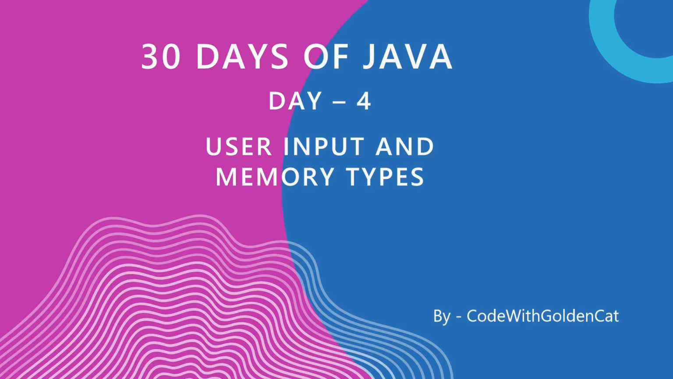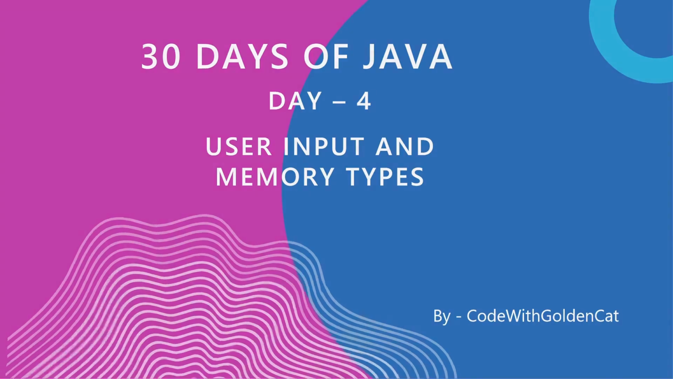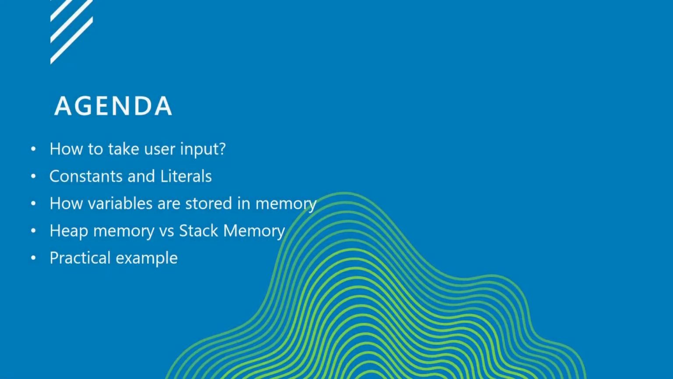It's day 4 now, and today we'll be discussing user inputs and memory types. Our agenda for this video would be how to take user inputs, defining constants and literals, how variables are stored in memory, and what's heap or stack memory. We'll also be implementing these topics in IntelliJ for practical understanding. So let's begin.